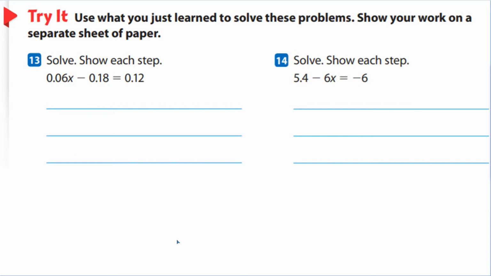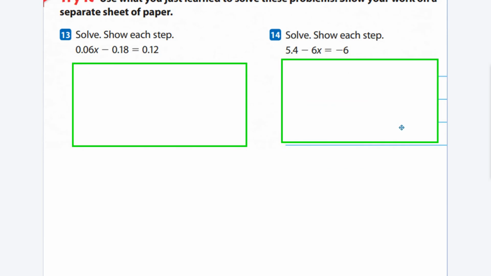you'll have the answer. Number 13 says solve. Show how each step to solve, it looks like 600ths times x minus 1800ths equals 1200ths. And then 14, solve, show each step. 5 4/10 minus 6x equals negative 6. Remember, you want to get the variable by itself to solve the equations. And you can use, again, either a flowchart or the traditional way. And now let's check your answers.